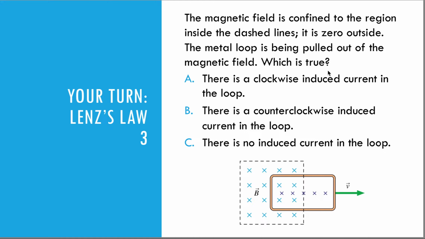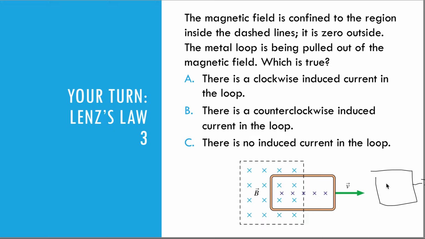Magnetic field is confined to the region inside the dashed line. So in this question, there's only a magnetic field here. There's no magnetic field outside. The loop is pulled out of the field, which is true. So you have to realize that as you pull the loop out, the field through that loop is going to change. Right now there's some field going through it, but as the loop is pulled out, as the loop is over here, there's now no field going through it.